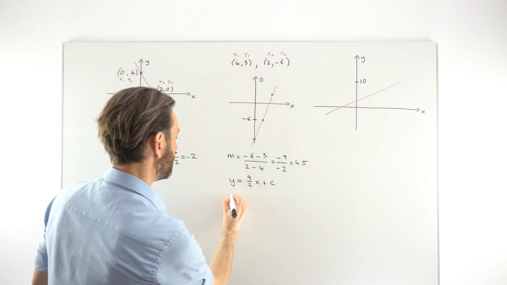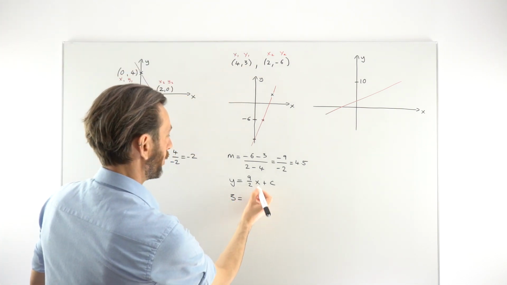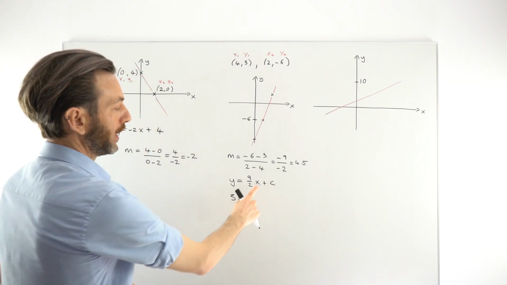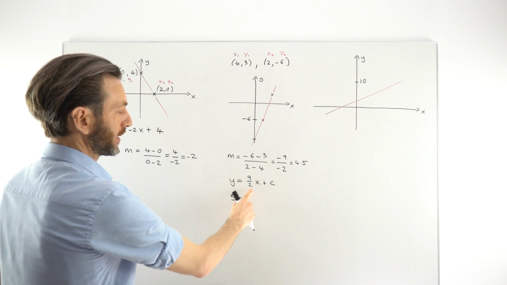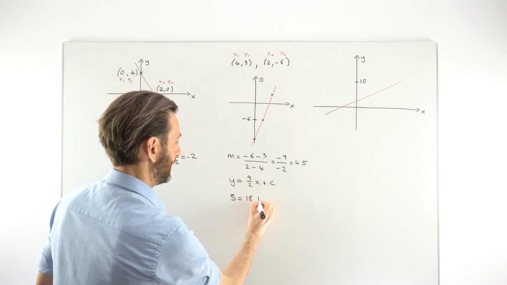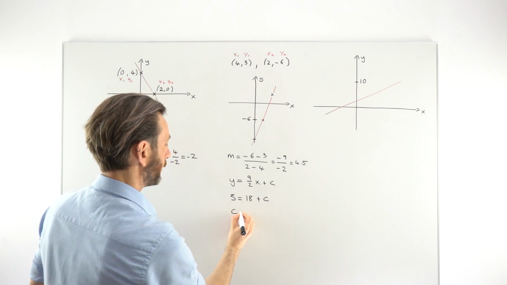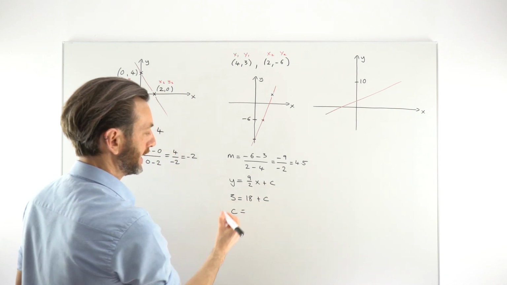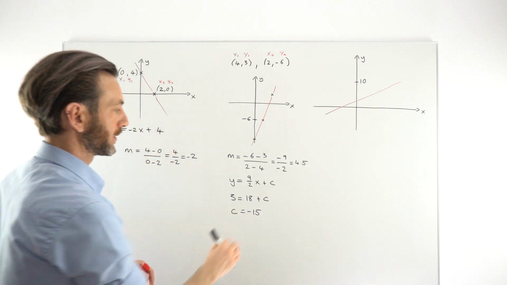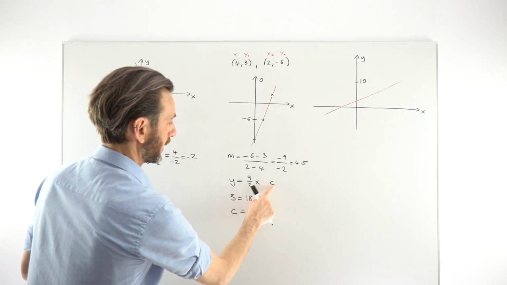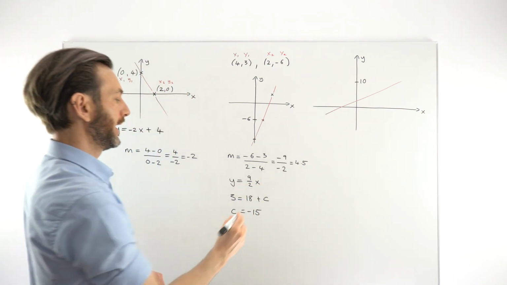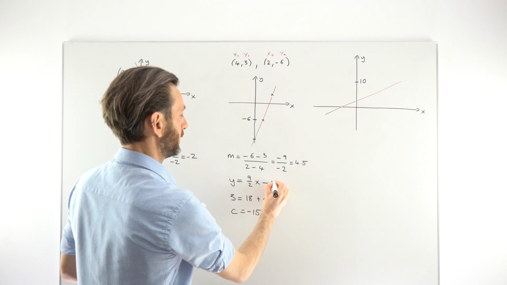So if we put a 3 in here for y, if we put a 4 in there for x, it's going to be 9 over 2 times 4. Well, 4 times 9 is 36, over 2 is 18. So that's going to come out to be 18 plus c. Solving that for c, we get 3 minus 18, which is minus 15. So that tells us that our equation is 9 over 2 x, or you could write that as 4.5, but we'll go with 9 over 2, x minus 15.